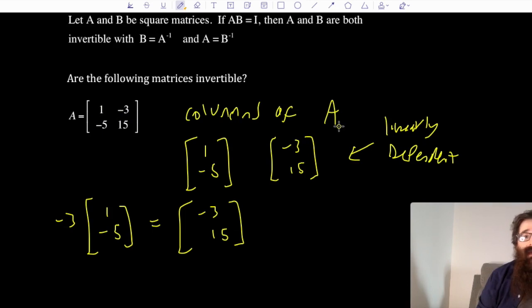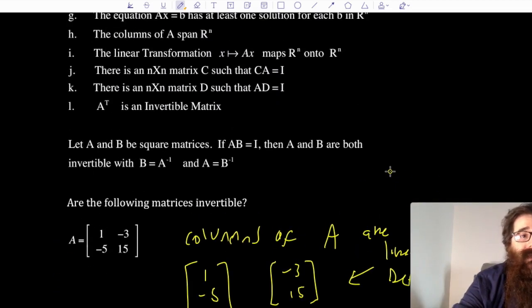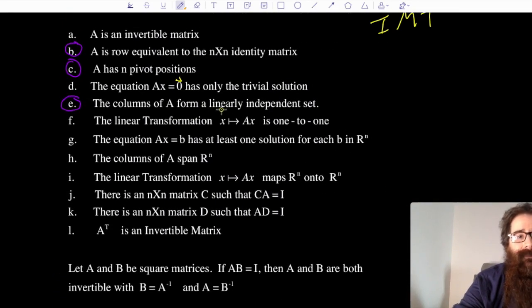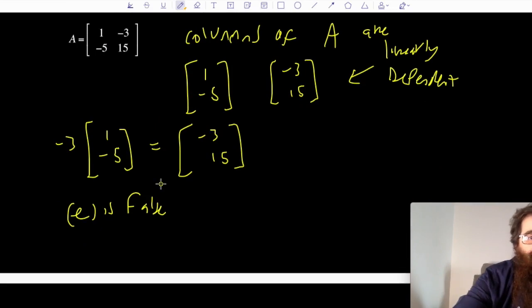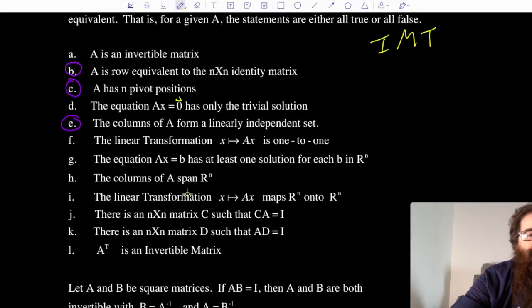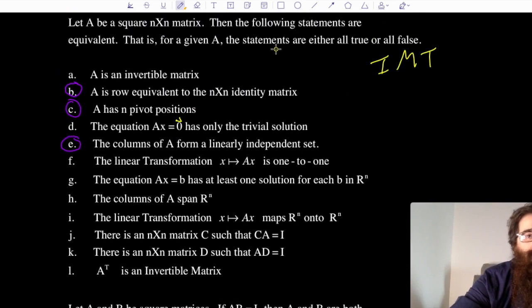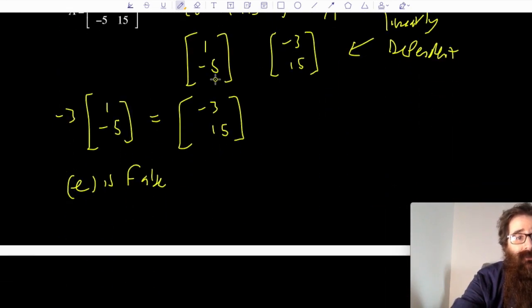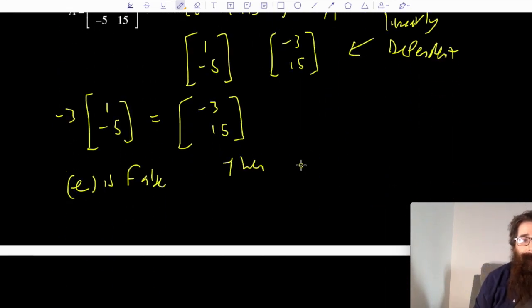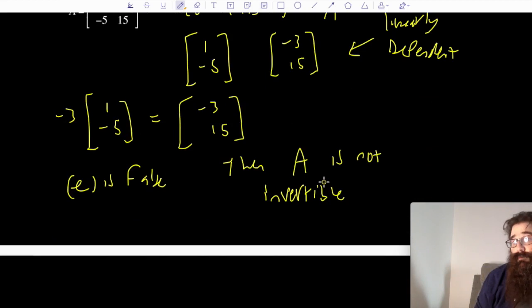So in this case, we would say, okay, the columns of A are linearly dependent. So what did we say in our invertible matrix theorem? We said, well, I need the columns to be linearly independent. That's not the case. So that means statement E is false, which means that all of the things on this list, every single one of them, are false as well. Either they're all true or they're all false. So here they're all going to be false, which means that A is not invertible. So it's not an invertible matrix.